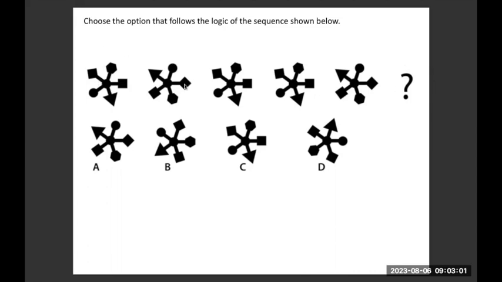After this comes this, some operation is performed, then this figure happens. Another operation is performed and this figure happens. So there's some sequence associated with it, and you have to find what will replace this question mark from these options. Only one answer is possible in this case. Kindly answer in the chat box, and I will tell you whether you're right or not.